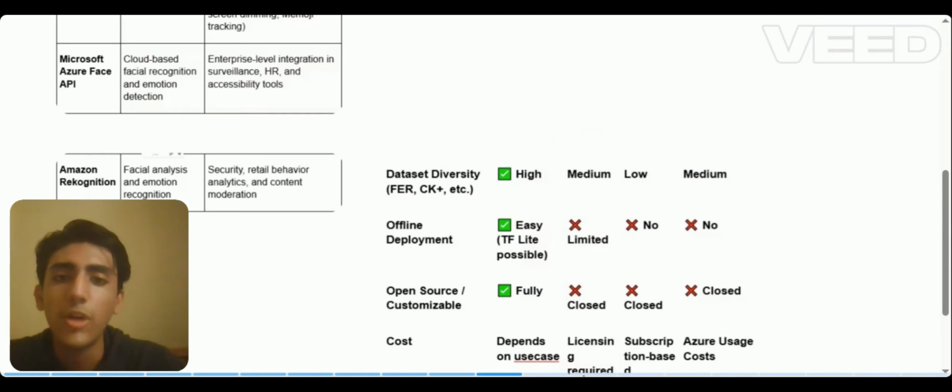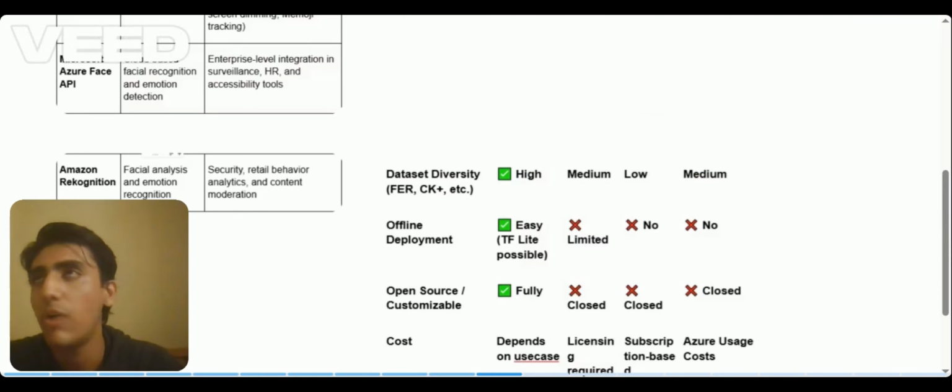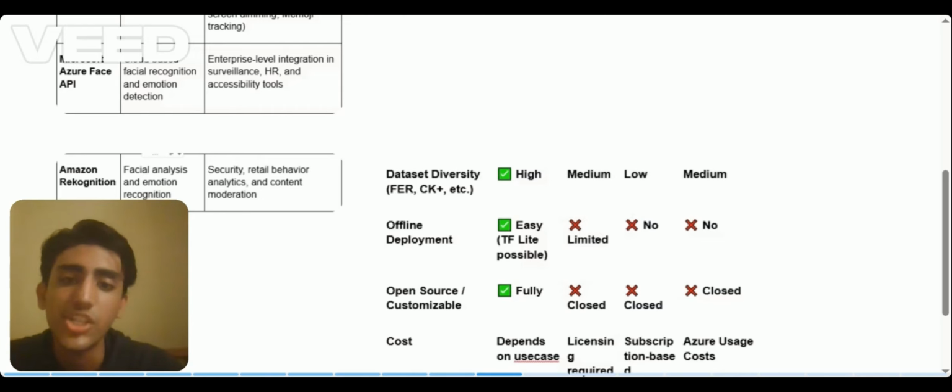A little more about the datasets we are using. AffectNet has about 1 million labeled facial images, with 8 emotion categories. You have happy, angry, disgusted, etc. And we have high diversity in lighting, positioning, ethnicity, expression, and so on, giving it very varied data so that we can make sure it works across different environments.